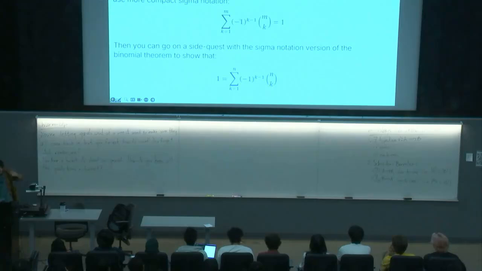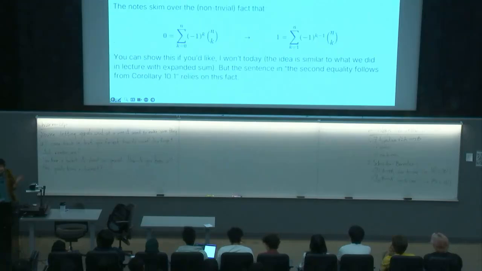So they tend to use sigma versus the expanded format. That's just what I did. Now, if you try to read the notes, I do want to warn you that the notes skim over the fact that this expression yields this expression, and it's not totally trivial. So just be aware that the side quest, the thing I called the side quest, they call it corollary 10.1, and I find it harder to read than this version. But you may like this version better, especially if you're a very strong mathematician. So that's the first note.